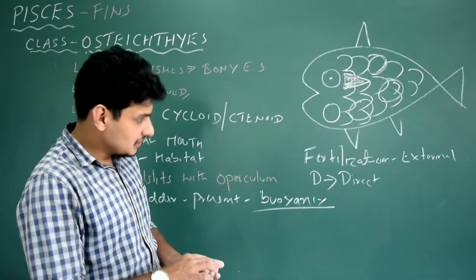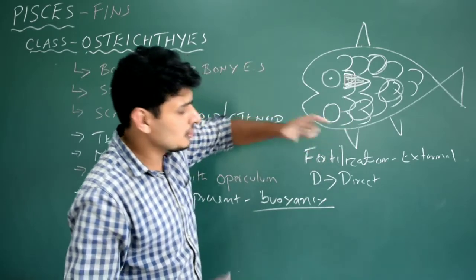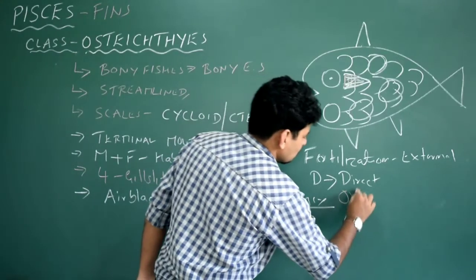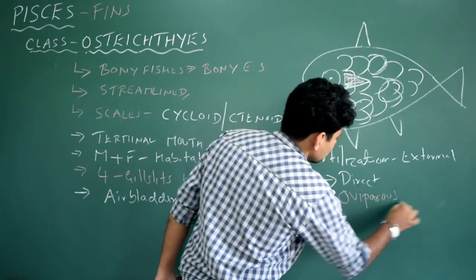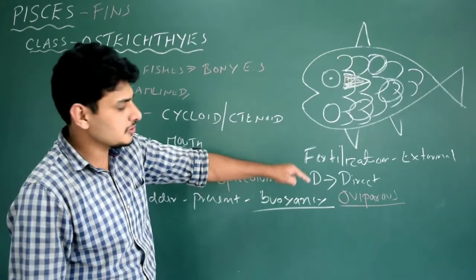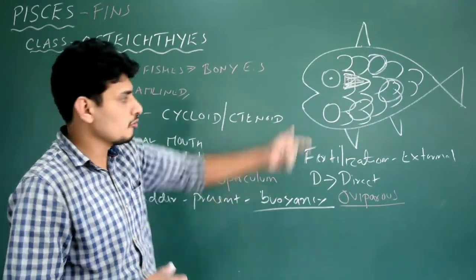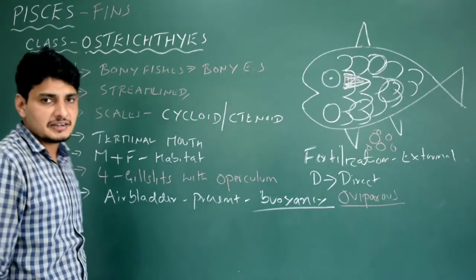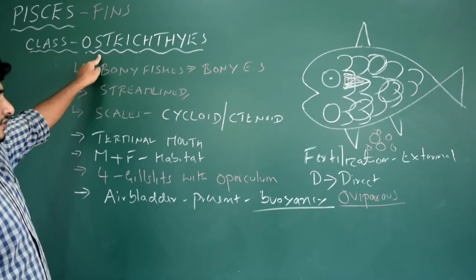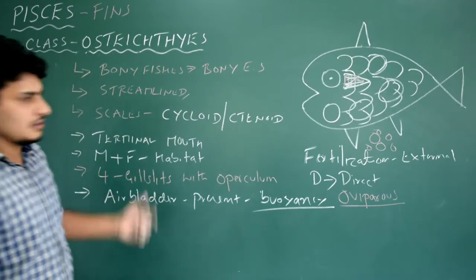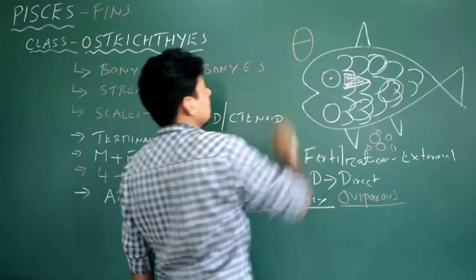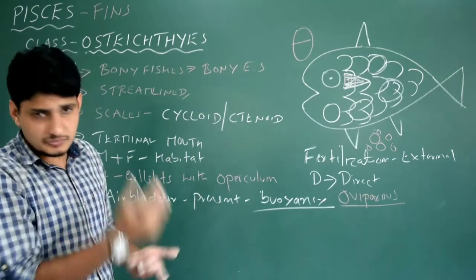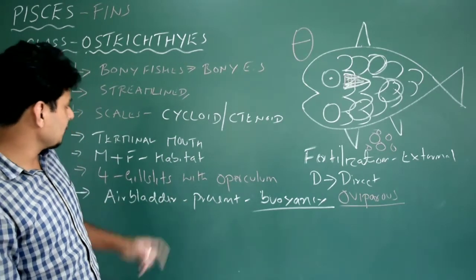Then another important thing is whether they are oviparous or viviparous. They are oviparous. No confusion here. Chondrichthyes are 100% viviparous. Osteichthyes are 100% oviparous. This is the thing you need to remember. Oviparous means they lay eggs. These are the important characteristics you need to remember for the class Osteichthyes, so it will be easy for you to differentiate. Heart: I think all fishes have a 2-chambered heart, one auricle and one ventricle, and they have a closed type of circulation. So this is enough.